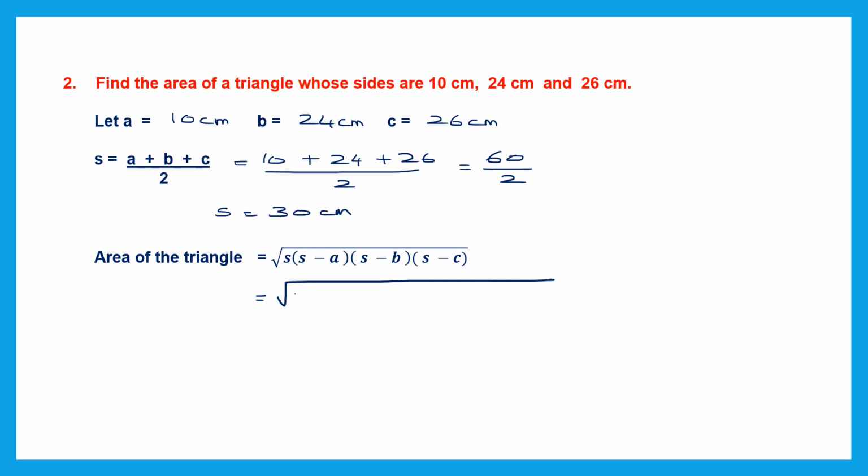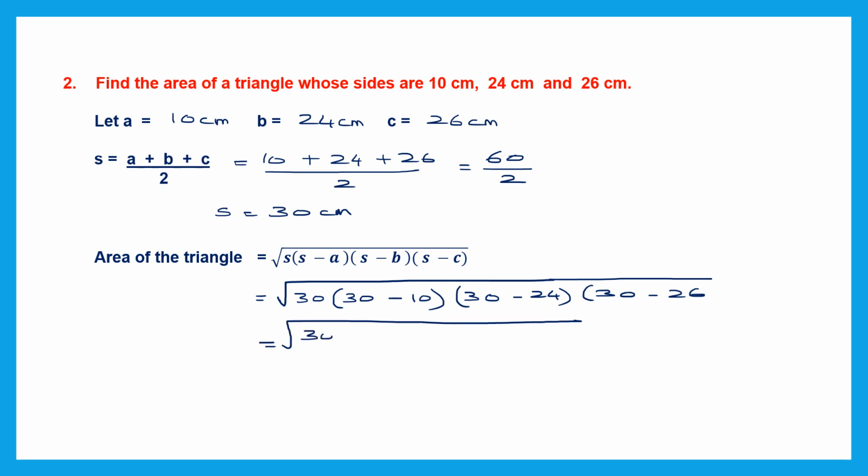So S is 30. Now again 30 minus A is 10. Then we have 30 minus B is 24. Then let's continue this. So we have 30 minus C, and C is 26. Now let's simplify this. 30 into 30 minus 10 is 20, into 30 minus 24 is 6, 30 minus 26 is 4. So we have to multiply all these and see what we get.